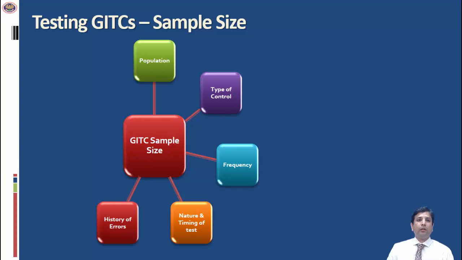Another factor is the history of errors. If there is a history of errors in that company and there are deficiencies in the IT controls, it is likely that we would go for a higher sample size. In case, on the contrary, if we have seen that the deficiencies are very less and there are no deficiencies and IT controls are effective, in that case, we may take a judgment that we would take a lesser sample size for the current ERP.